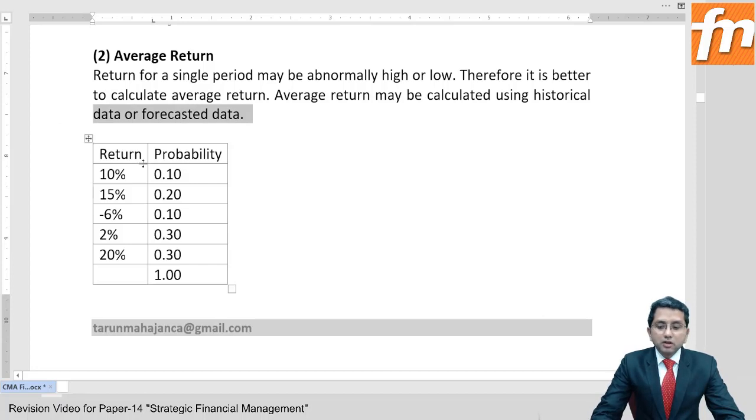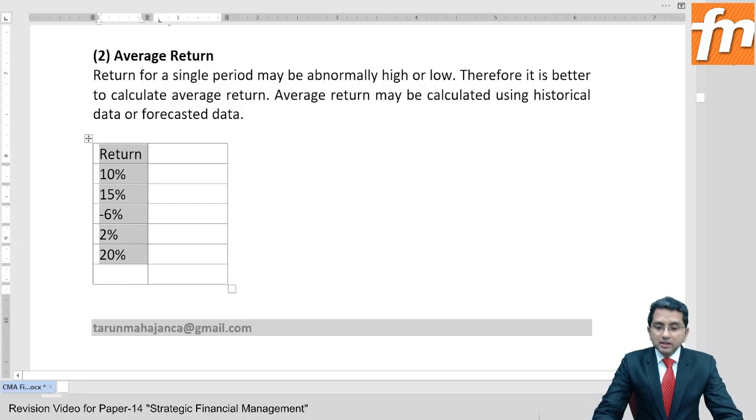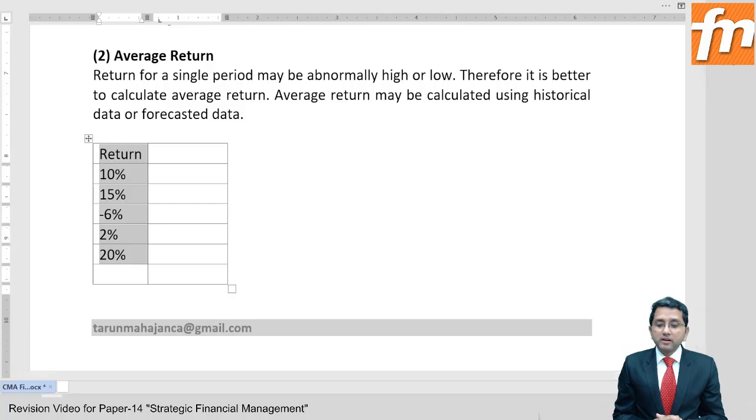If you are using the historical data, this part will go away. So if you are using historical data, it will look like this. In the last 5 years, a company has provided a return of 10%, 15%, -6%, 2%, and 20%. Last 5 years, the return on the security looks like this. Okay. So this is the historical data.